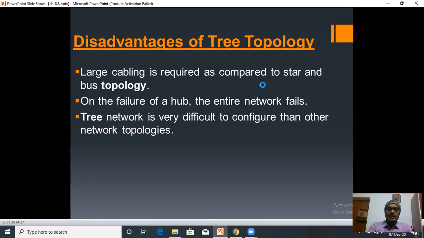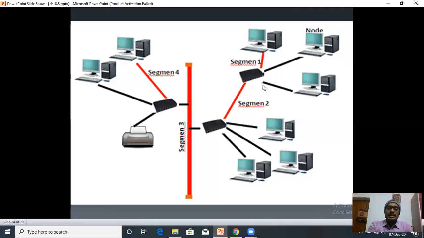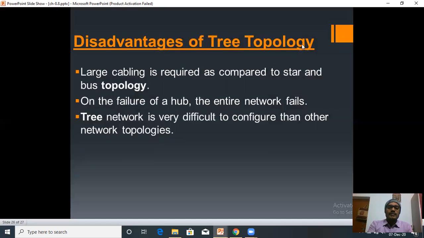Now this is the last topic, the disadvantages of a tree topology. First, large cabling is required as compared to star and bus topology. Why is large cabling required? Because it is a mixture of bus as well as star topology. Second, on the failure of a hub, the entire network fails. Suppose any hub fails in this network, then the entire network of that area fails. And last, a tree network is very difficult to configure compared to other network topologies.